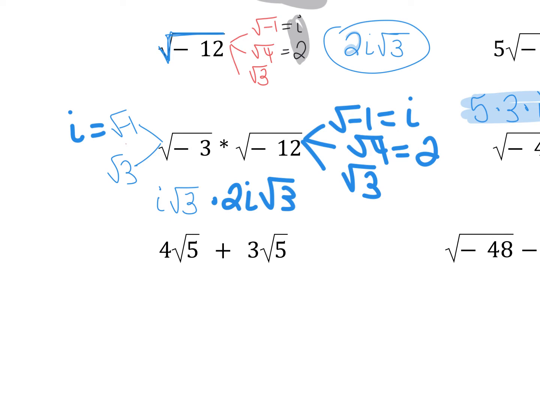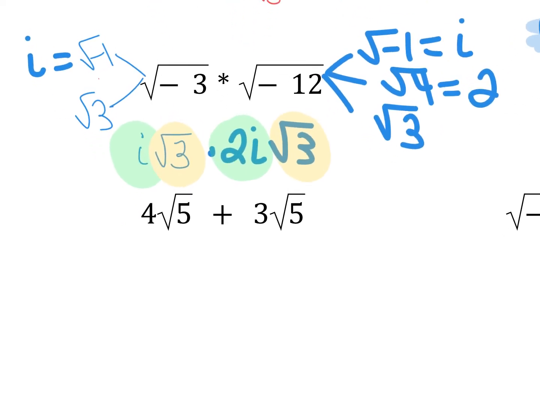Since all of those things are being multiplied, what is on the outside can be multiplied together, and then what is underneath of the radicals can be multiplied together. And so we have 2 times i, that's in our green, so we're going to have 2i squared times, well, the square root of 3 times the square root of 3 is the square root of 9. So we have 2i squared times 3. Remember, i squared is -1, so we're going to have 2 times -1 times 3.